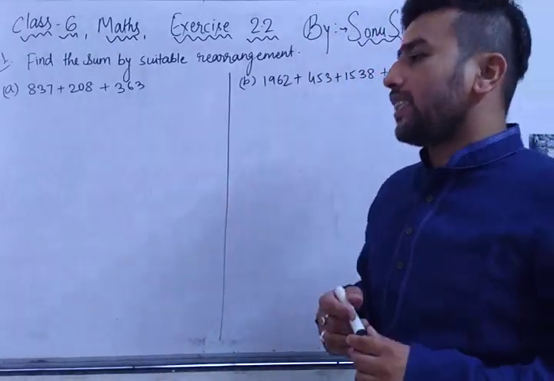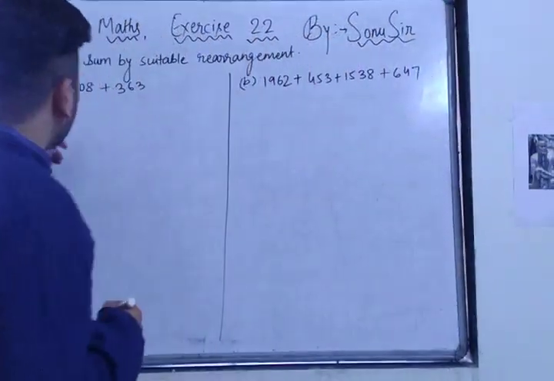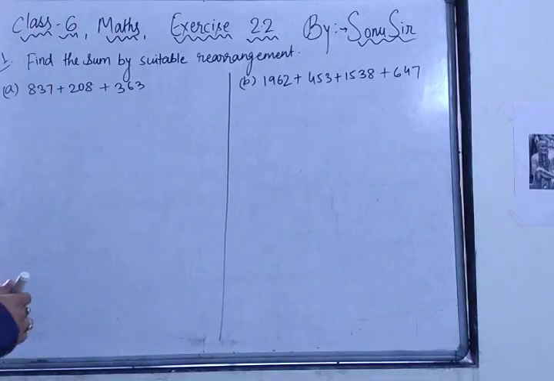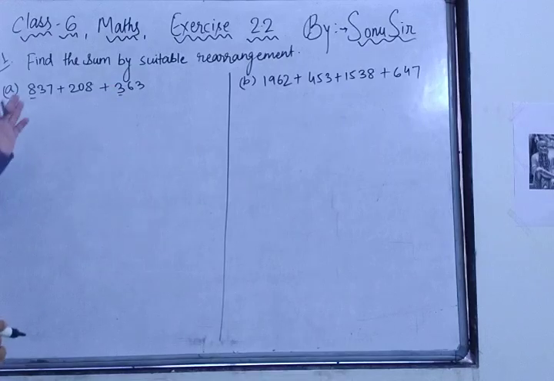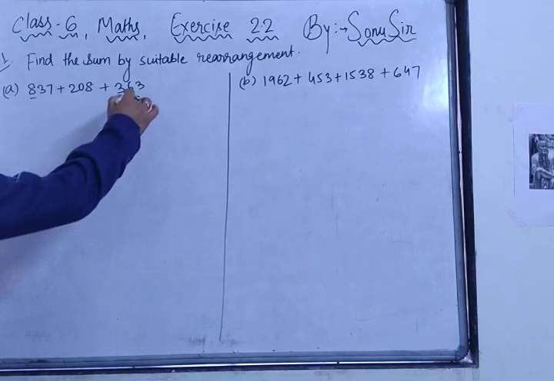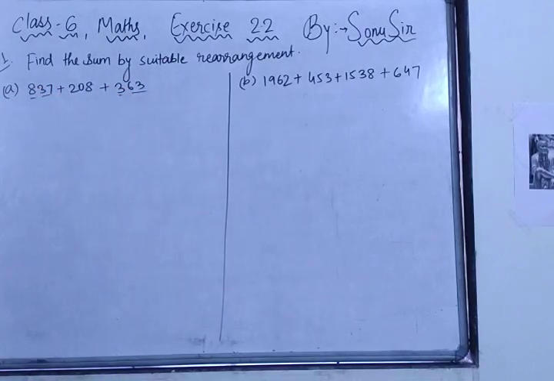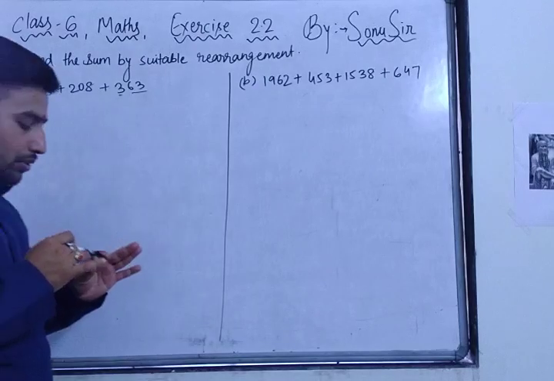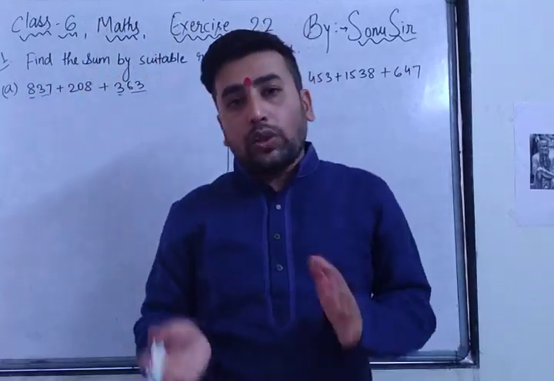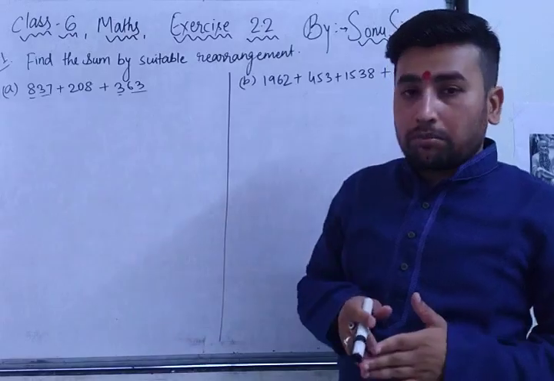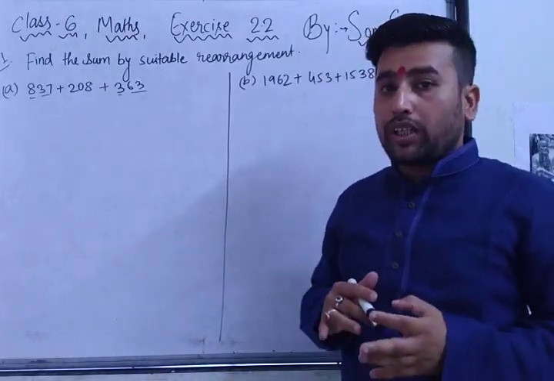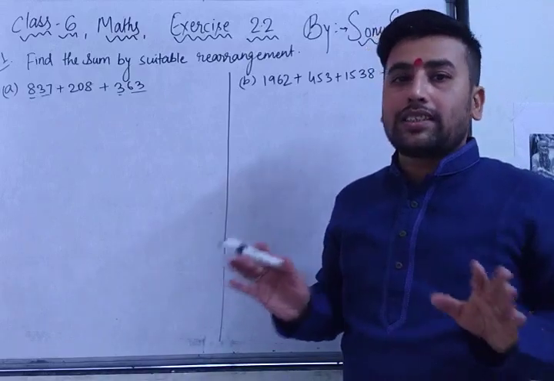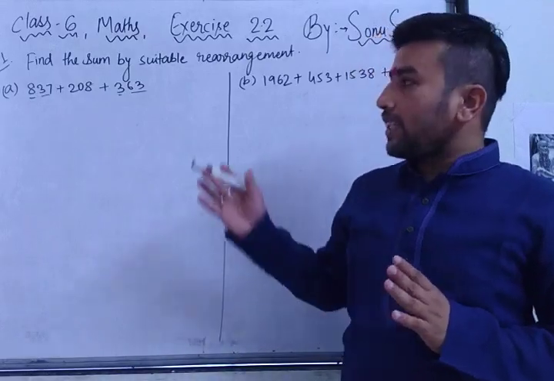So you can see here there are three numbers: 837 plus 208 plus 363. You can see here 8 and 3, 8 plus 3 is 11, and 63 and 37 is 100. So are you getting it or not? What I want to say is that you have to arrange the numbers systematically so that you can get a round figure and you will not be disturbed while adding. Are you getting it?